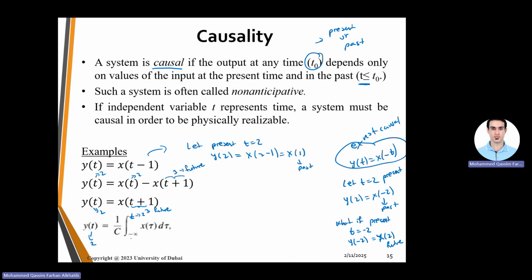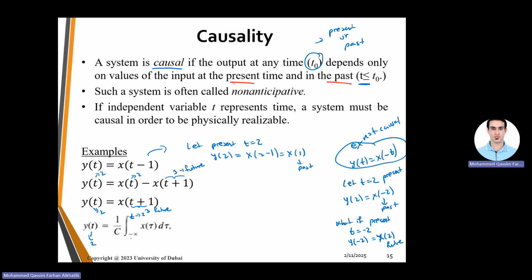Causality. I want the system to have a response that does not rely on the future. So a system is causal if the output at any point in time depends only on previous or current values of t, the input at the present or a point in the past. Such a system is called non-anticipative. That means it does not predict the future, does not wait for values in the future, does not anticipate values from the future. If independent variable t represents time, a system must be causal in order to be physically realizable.